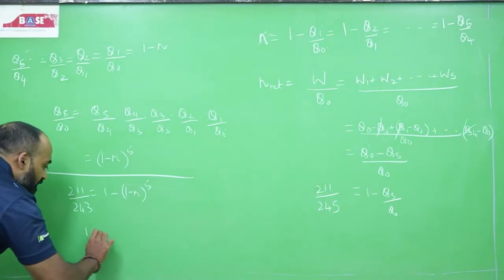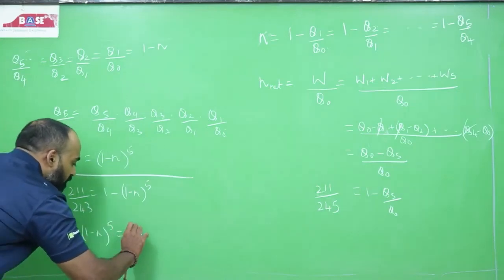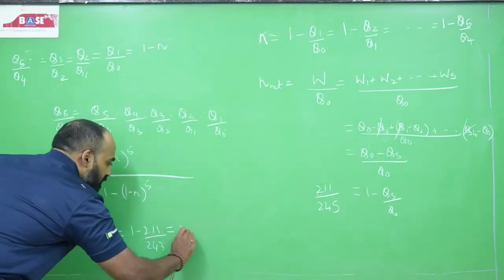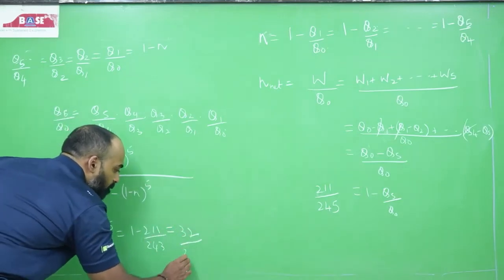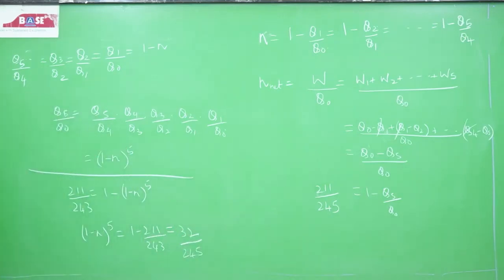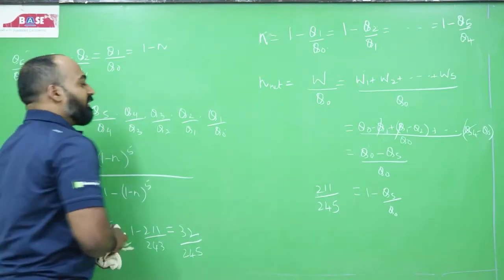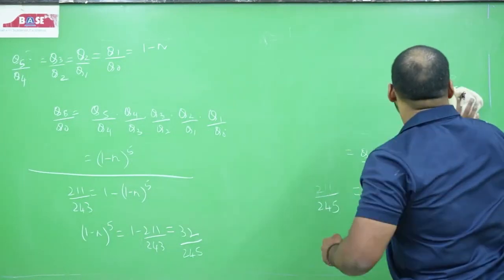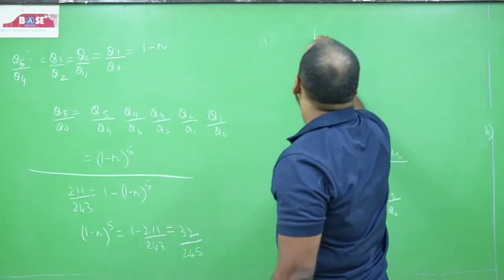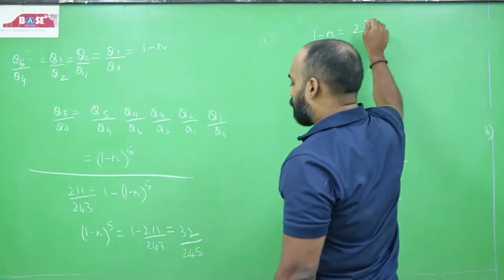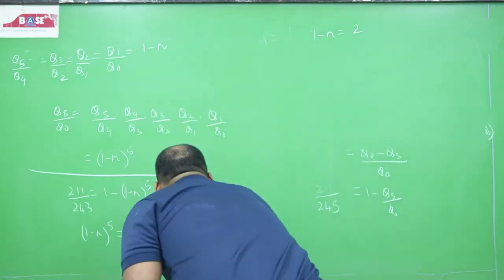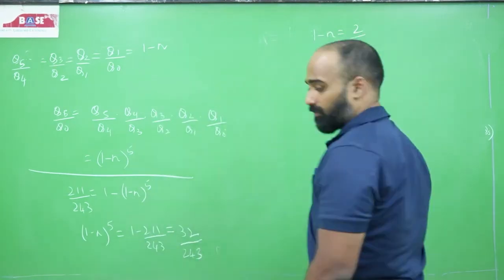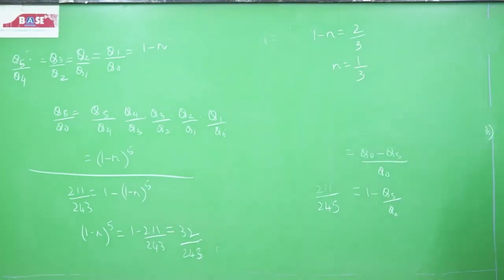So it's given 211 by 243, and that gives you 1 minus eta power 5 as 1 minus 211 by 243. That is 32 by 243. Okay, so we need eta. The fifth root of this: 1 minus eta is 2 by 3, or eta is 1 by 3.